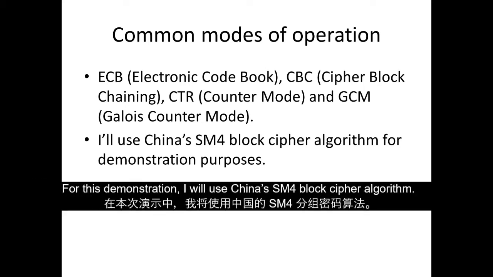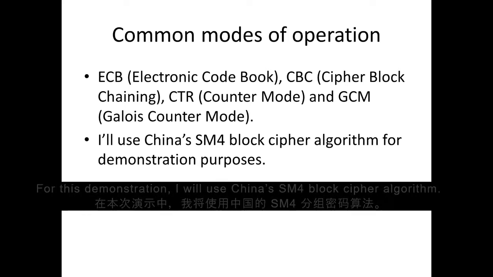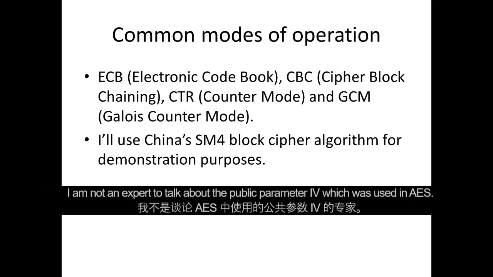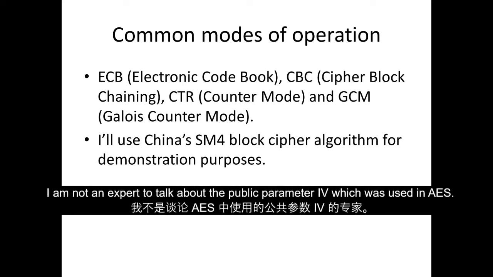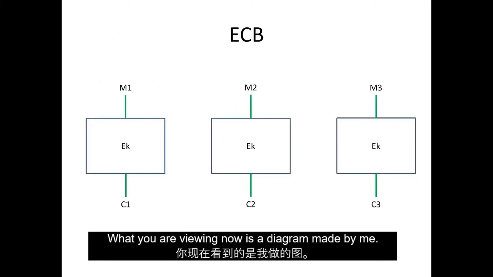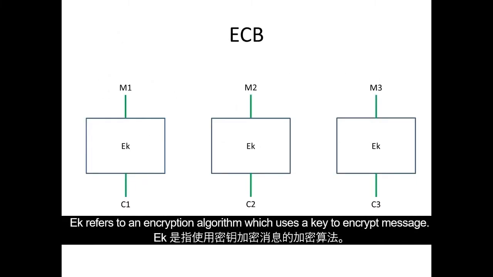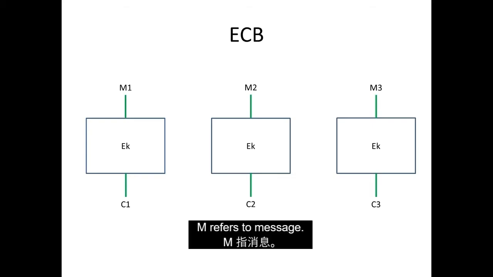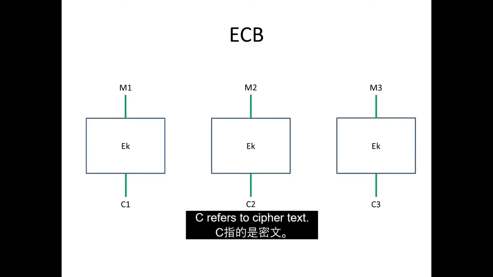For this demonstration, I will use China's SM4 block cipher algorithm. If I use AES, I have to talk or mention about one of its parameter IV. I am not an expert to talk about the public parameter IV, which was used in AES. What you are viewing now is a diagram made by me. EK refers to an encryption algorithm which uses a key to encrypt message. M refers to message. C refers to ciphertext.